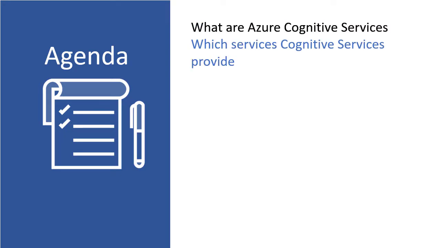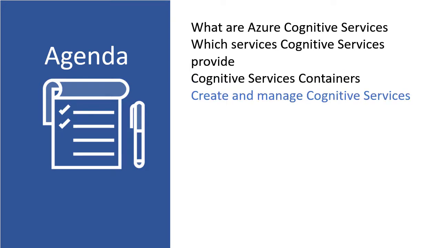So I will start by explaining what Azure Cognitive Service is and which services and features it provides. Then we will explore the support for cognitive service containers and how you can use cognitive service together with Docker containers. We will also see the different ways you have available to create and manage your cognitive service and the ways to use cognitive service by leveraging its APIs and SDKs.